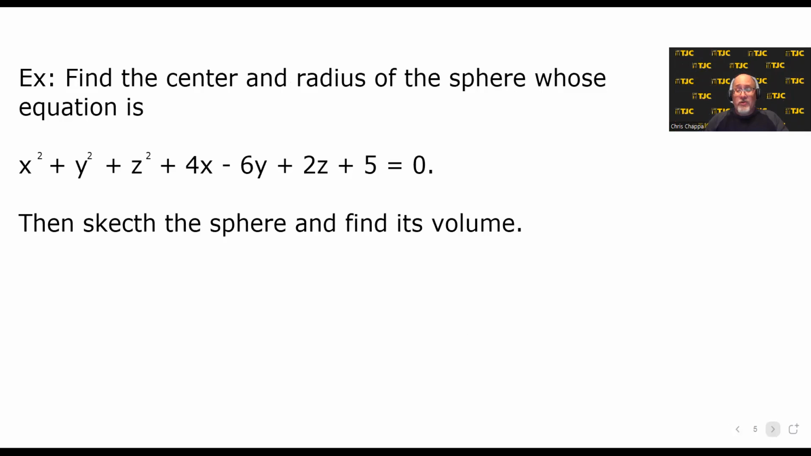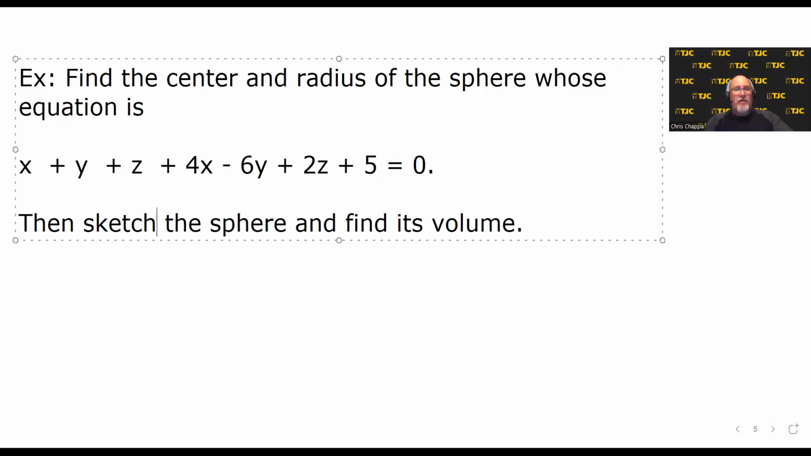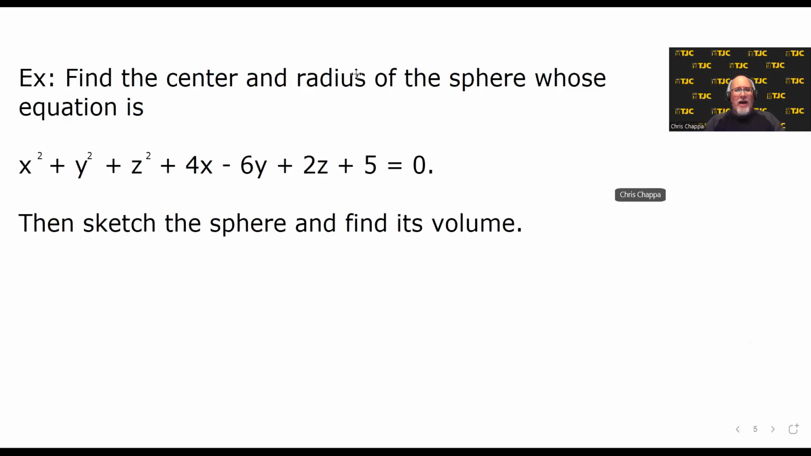We're going to have to do some completing the square, and then we're going to sketch the sphere and find its volume. My OCD will not let this slide. There, sketch the sphere and find its volume. So we got an obstacle to overcome. And I want to focus on a problem-solving strategy that I teach in my lower level classes and reinforce in my upper level classes. How do you take something that you don't know how to do and turn it into something you do know how to do?